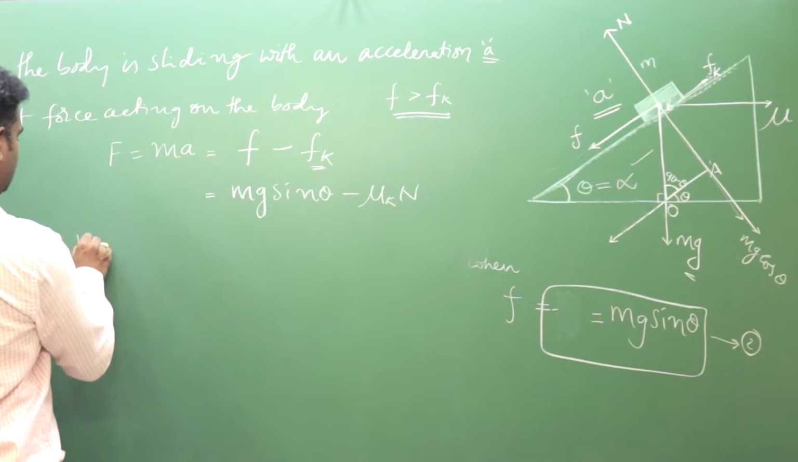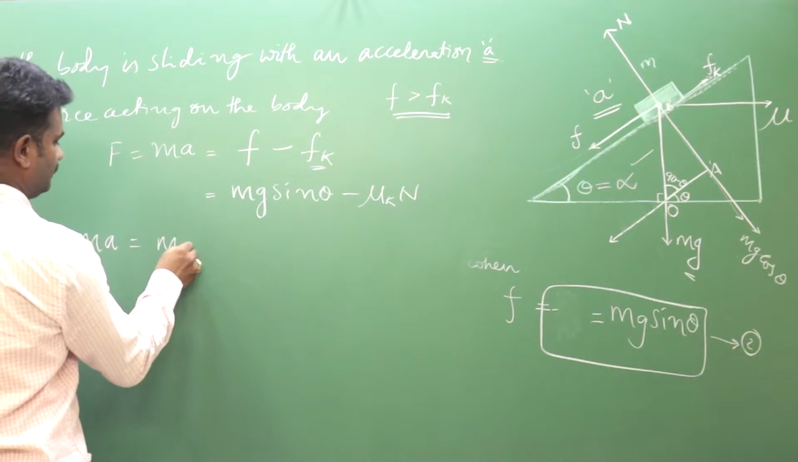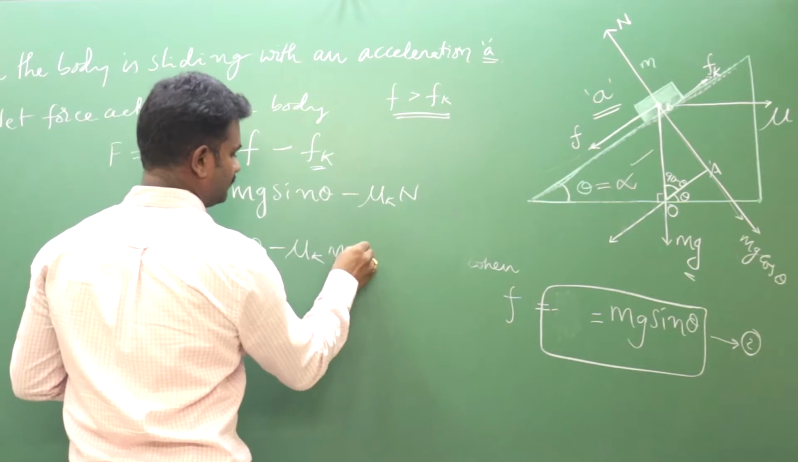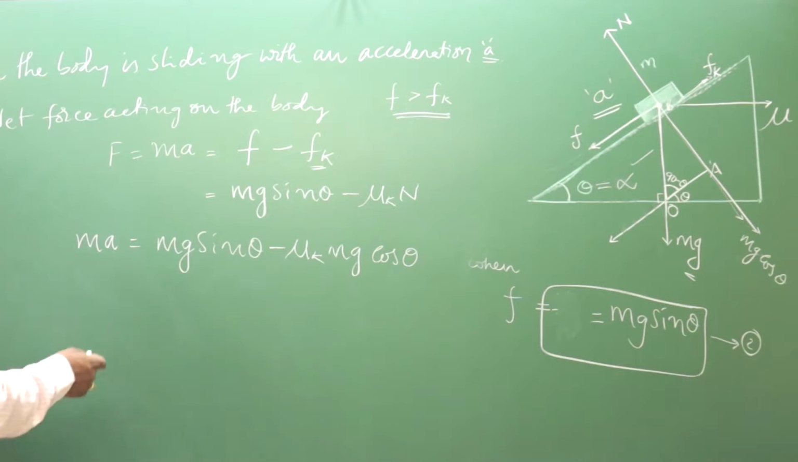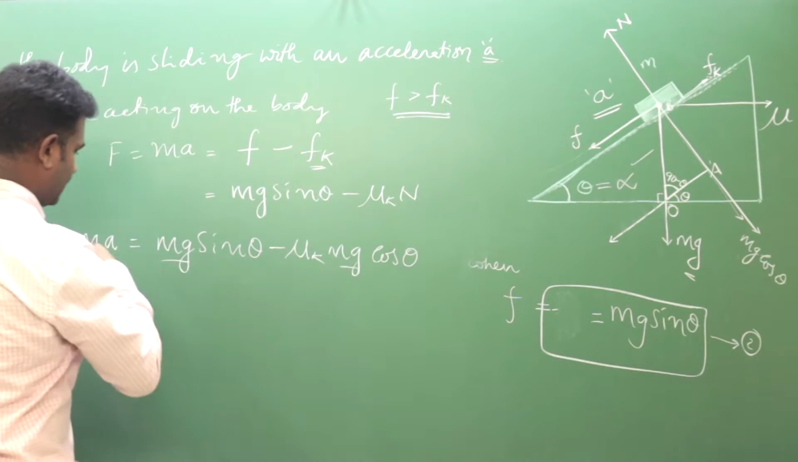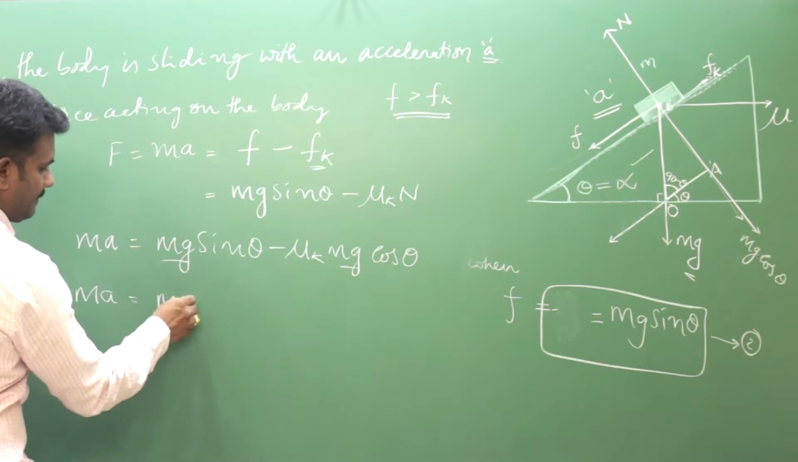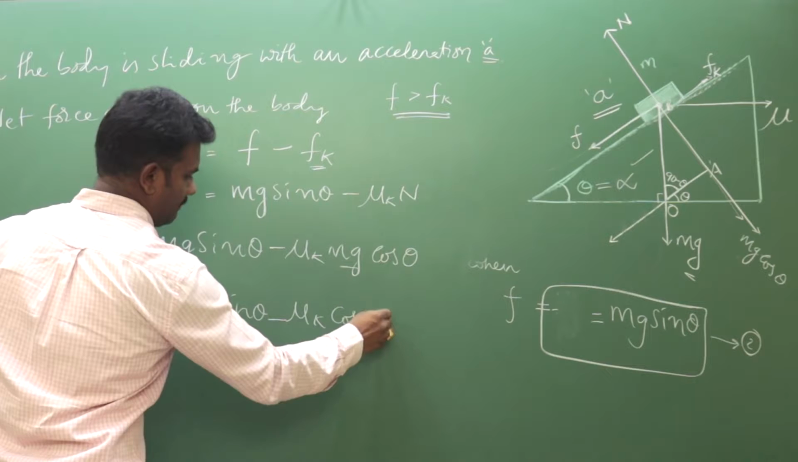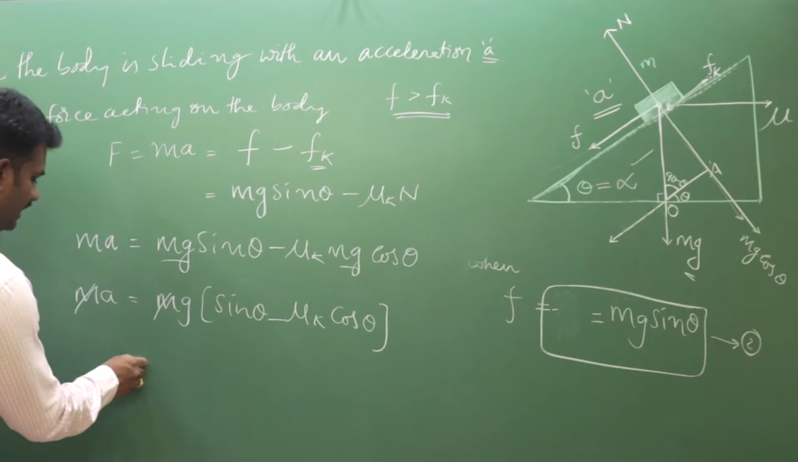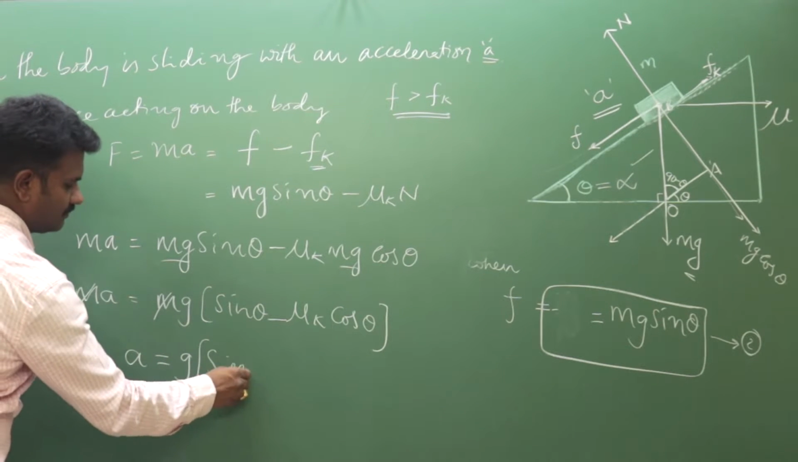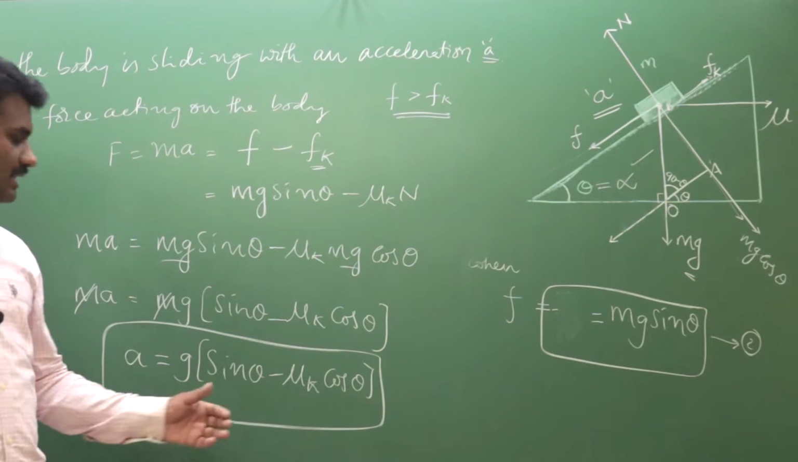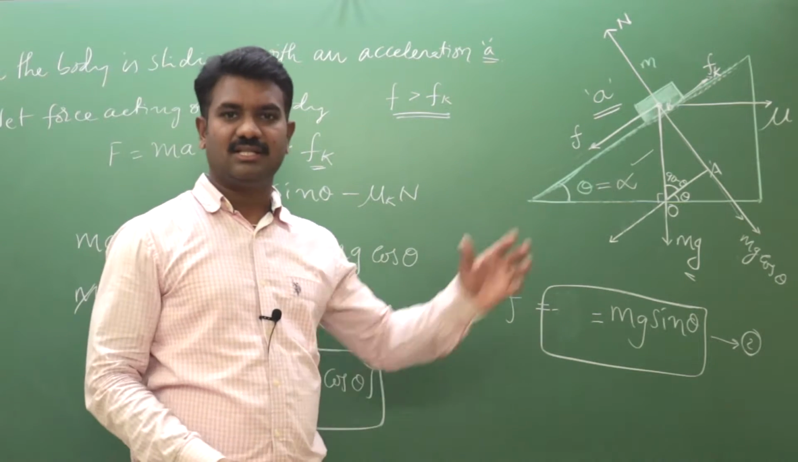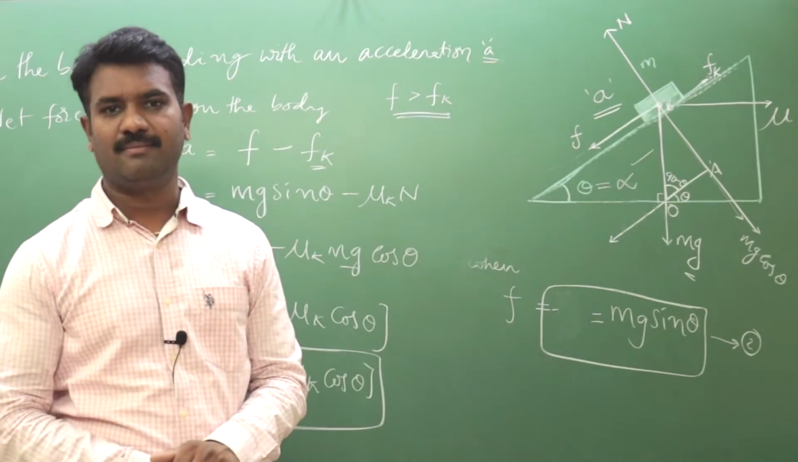N is equal to mg cos theta. So that is ma equal to mg sin theta minus mu k mg cos theta. Can I take anything common? Yes, mg can be taken out. m gets cancelled, and then a is equal to g into (sin theta minus mu k cos theta). That's all. So this is the acceleration with which the body is sliding downwards.